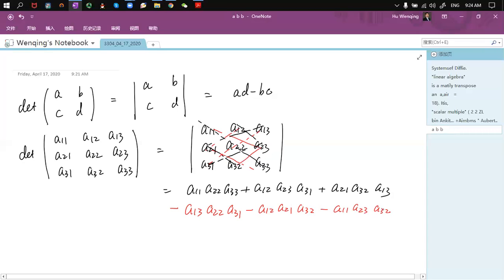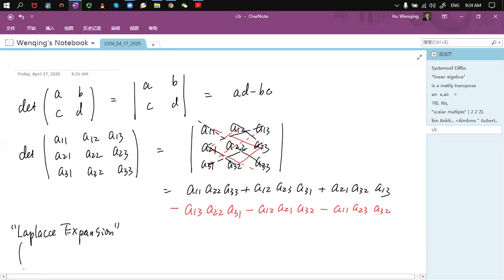So that calculates the determinant. But there's another method to do it, which we call the Laplace expansion, which is a much better and much more organized method. So what is a Laplace expansion?